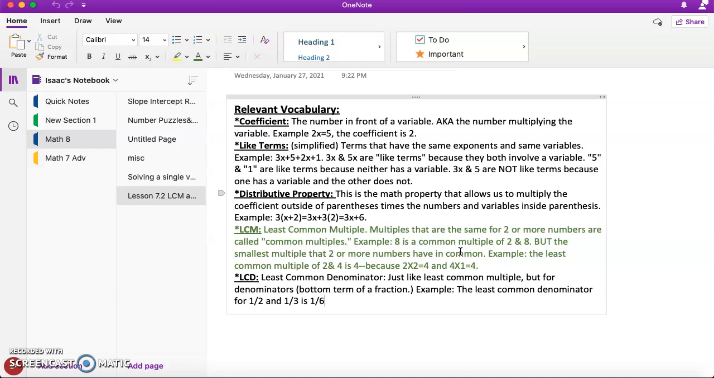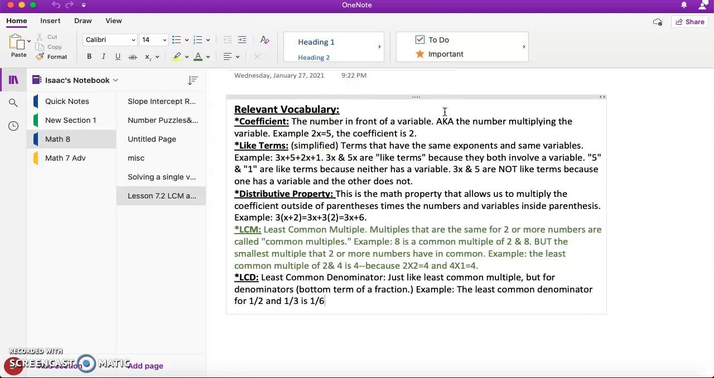So our relevant vocabulary, our coefficient. This is the number in front of a variable. You could also think of it as the number multiplying the variable. We've got an example here, 2x equals 5. In that one, the coefficient is 2, because it's what's multiplying the x.